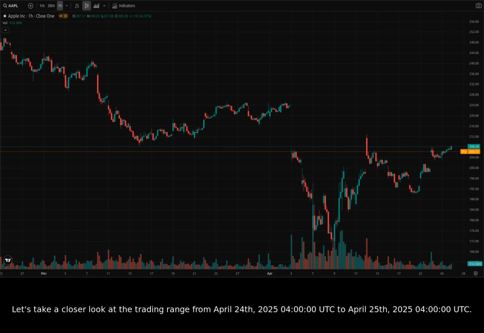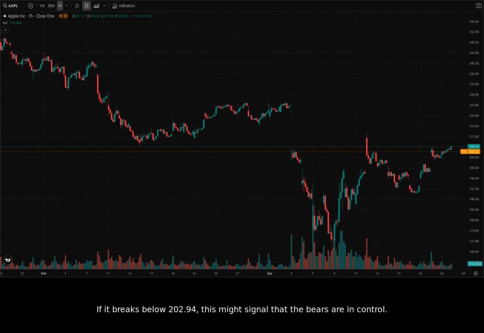Let's take a closer look at the trading range from April 24th, 2025, 0:00 Coordinated Universal Time to April 25th, 2025, 0:00 Coordinated Universal Time. Looking at this time frame, we can see that the stock has had trouble breaking above 208.83. A break above 209 might signal a bullish move. For now, the bulls seem to be holding at 208.37. If it breaks below 202.94, this might signal that the bears are in control.